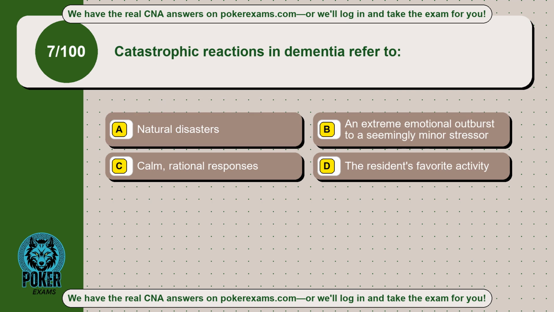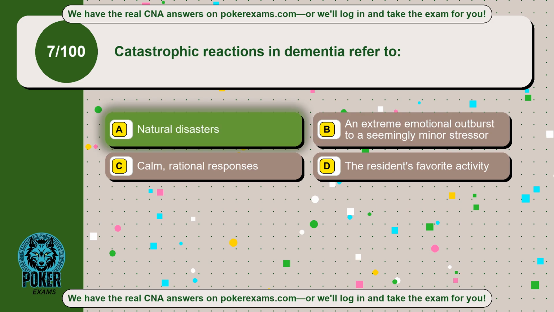Question 7. Catastrophic reactions in dementia refer to: Option A. Natural disasters. Option B. An extreme emotional outburst to a seemingly minor stressor. Option C. Calm, rational responses. Option D. The resident's favorite activity.